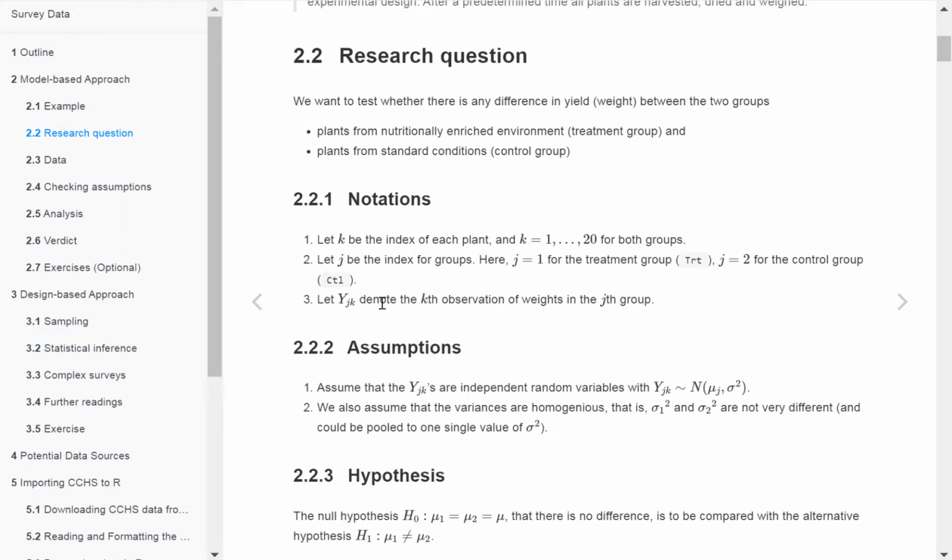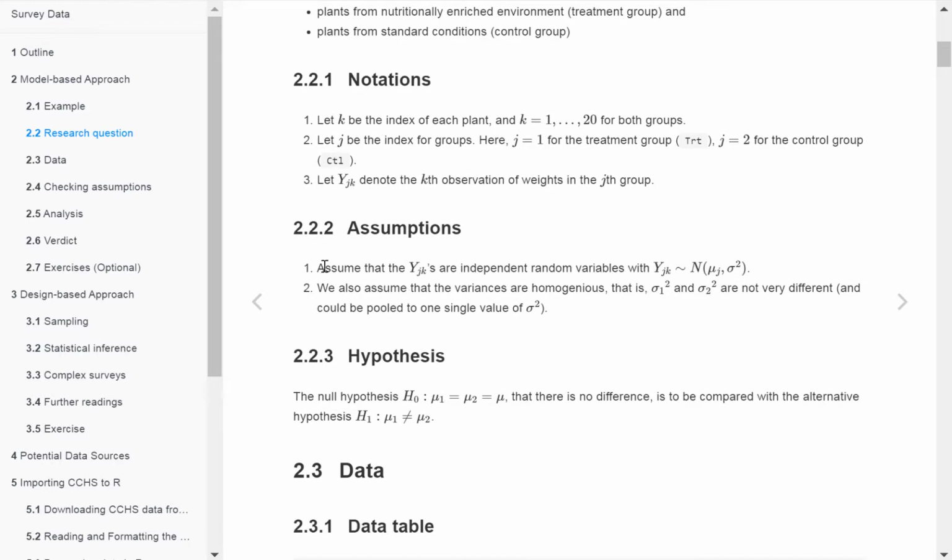And to denote the yield or the ultimate observation, we have this notation y. So when we have y sub j and k, that means it is the kth observation of the weight in the jth group. So if it is y sub 1 and 1, that means it is the first observation of weight in the first group. And what is the first group? Our first group is basically the treatment group.